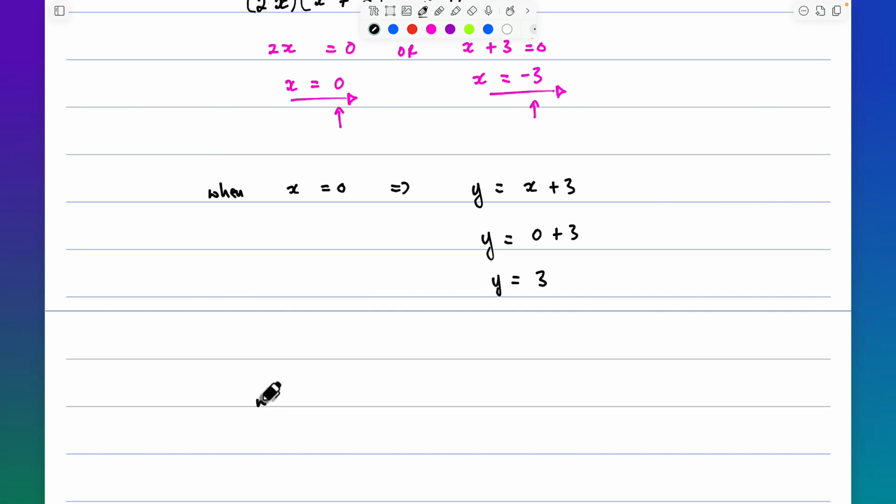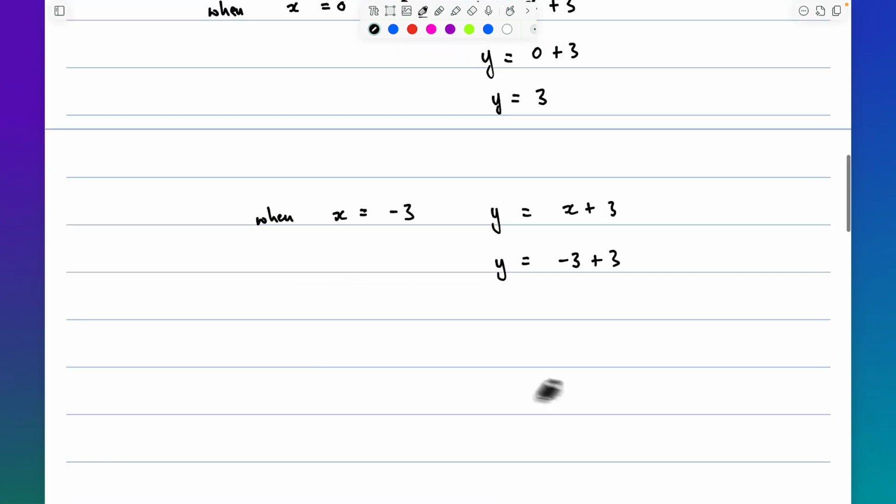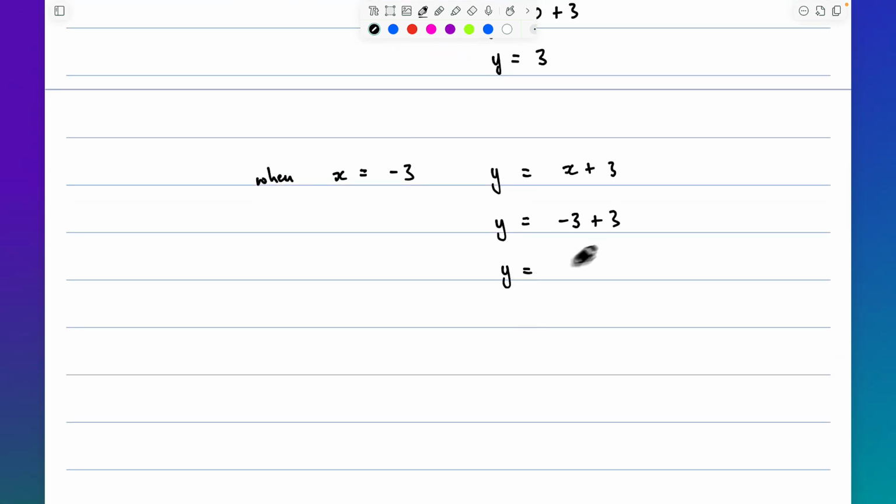Same thing when x is equal to negative 3. Your y expression is still the same. So that's x plus 3. So then that becomes y is equal to negative 3 plus 3. And therefore, negative 3 plus 3 is the same as 3 minus 3. That's equal to 0. All right?